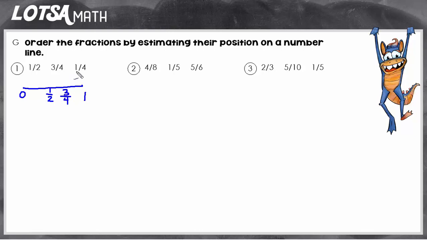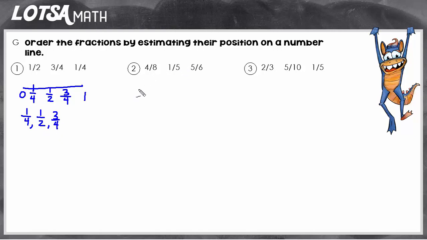My last one is 1/4, and I see that it has a numerator of 1, so it's going to be less than a half. So it's going to go somewhere on this side of the number line. So just by estimating, I found out the order of these fractions. 1/4 is the smallest, then 1/2, and then 3/4. So let's look at another one.